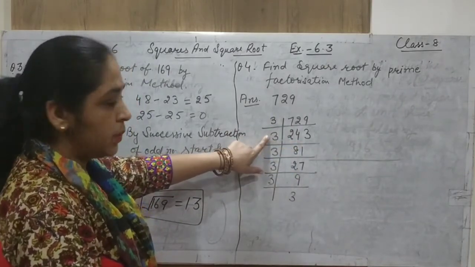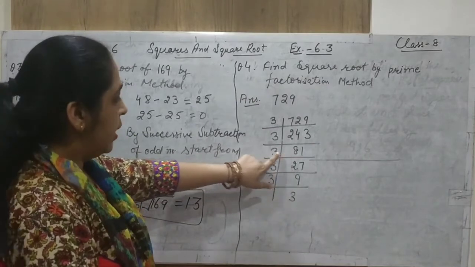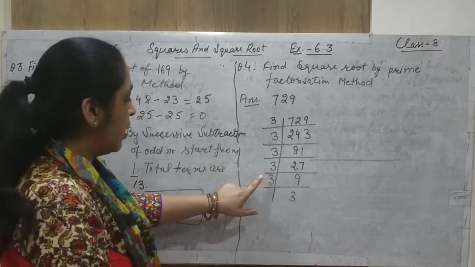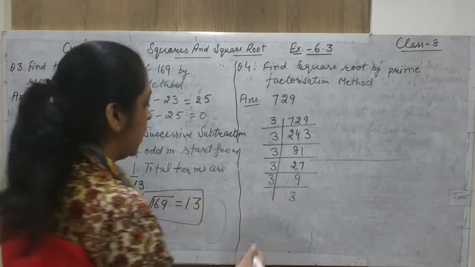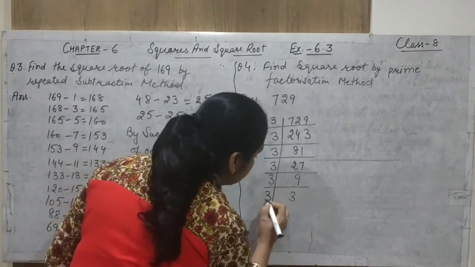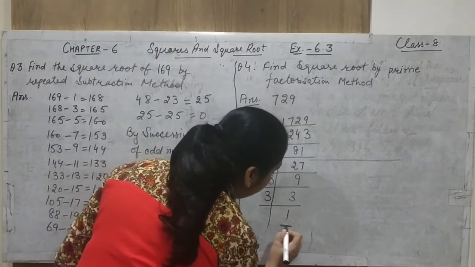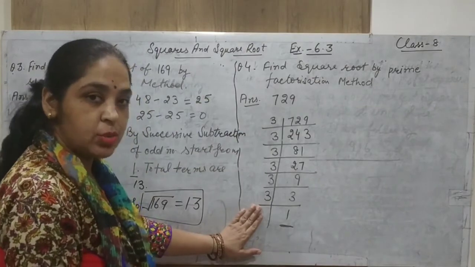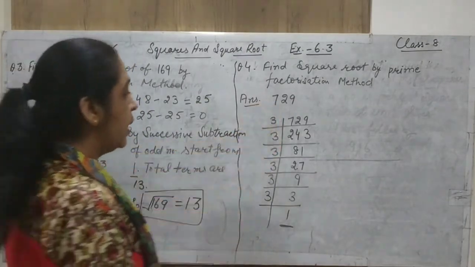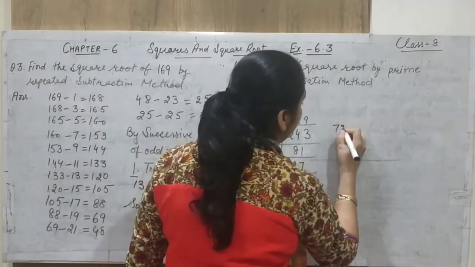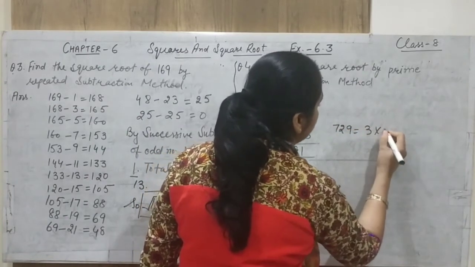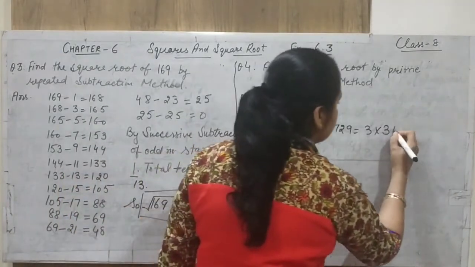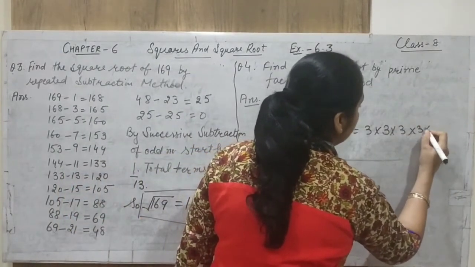Again divided by 3, we get 81. Again by 3, 27. Again by 3, we get 9. And again finally by 3, we get 3. Now we can write here also 3 divided by 3 is 1. So we finally get 1 at the end. So these are the smallest factors which we can get for 729. Now write 729 as 3 multiplied by 3, how many times? 1, 2, 3, 4, 5, 6. 6 times 3 comes here.